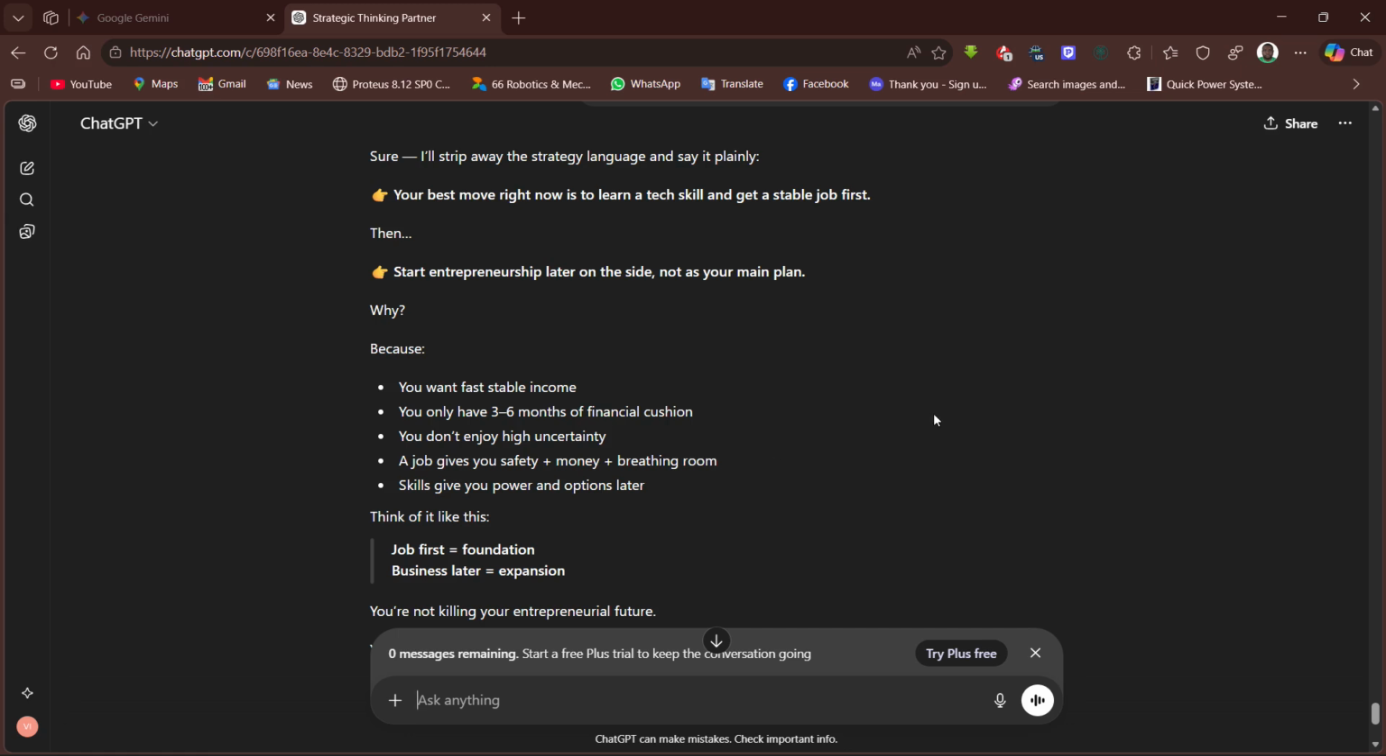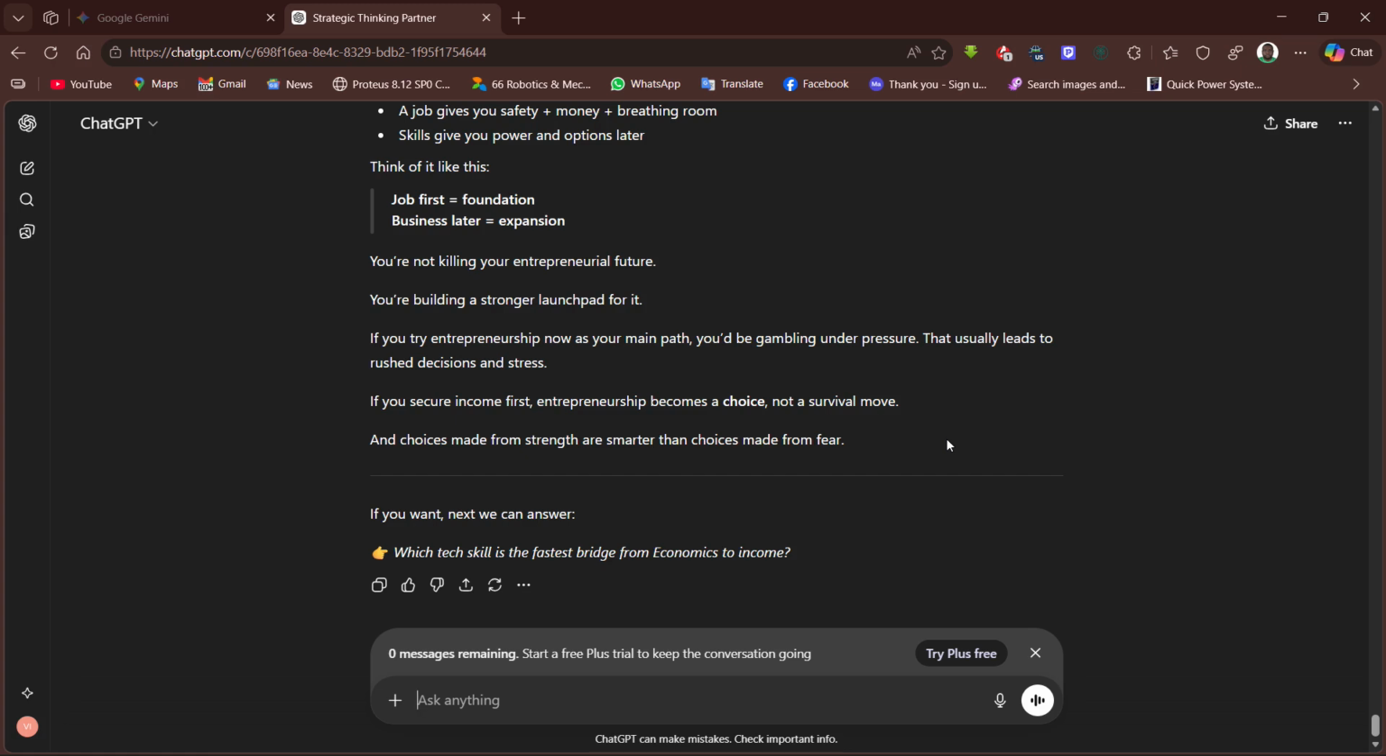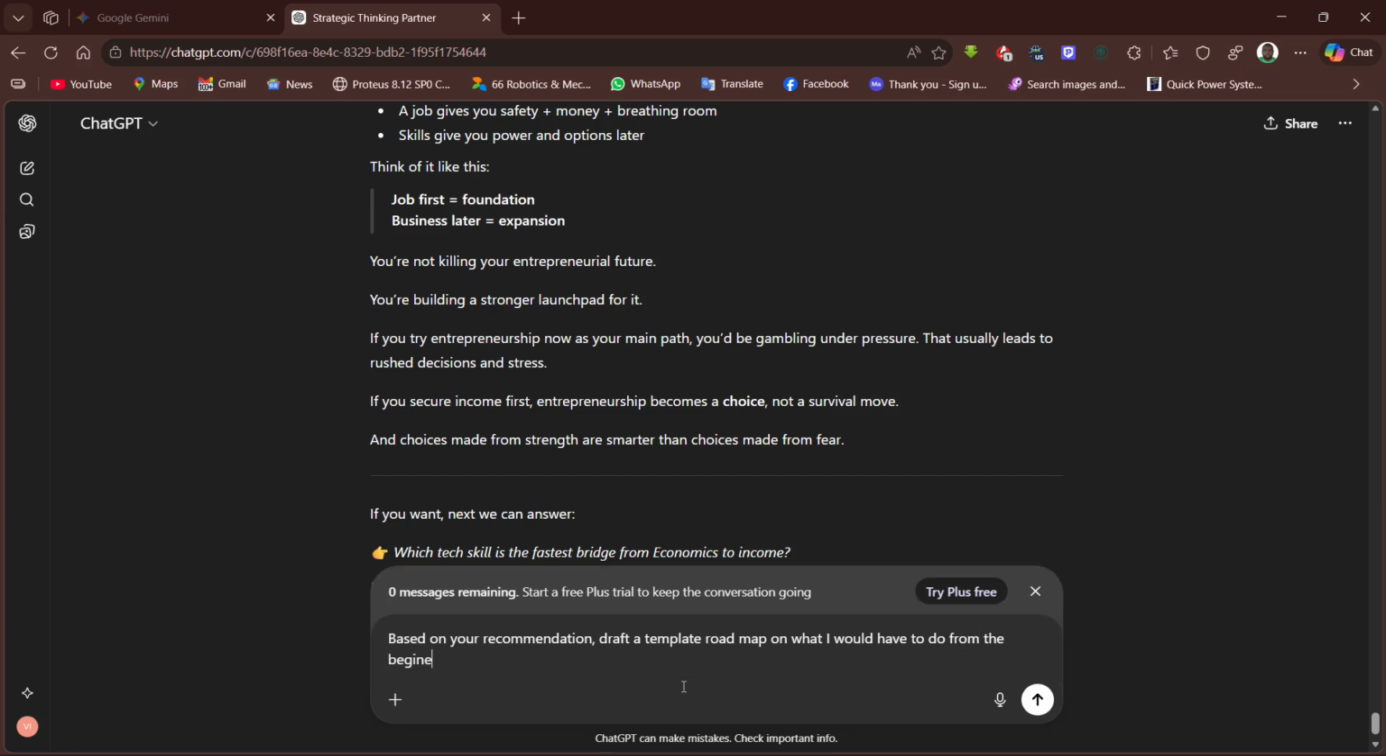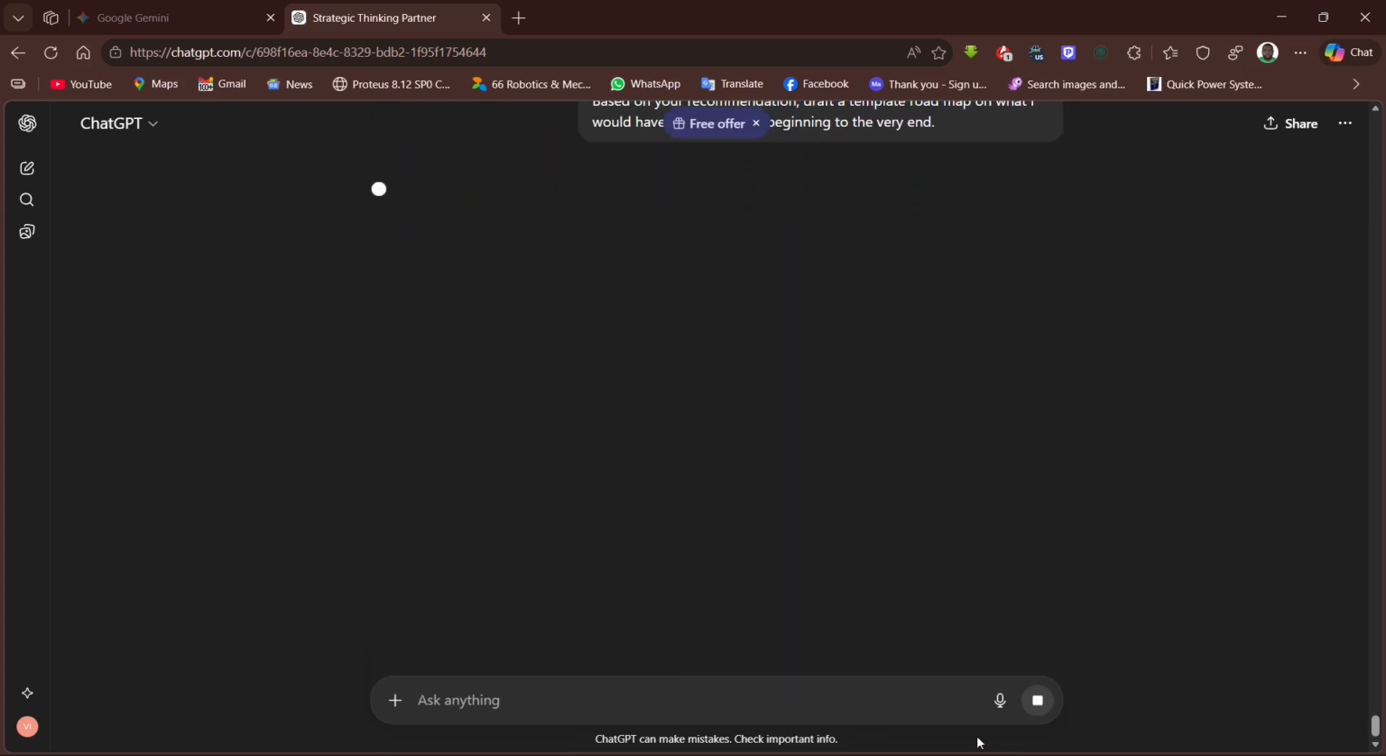So it just depends. Then from here, the user can ask the AI agent to build a roadmap for him, for this current decision, right? Let's do that and then see what we are going to get. Now, it said based on your recommendation, draft a template roadmap on what I would have to do from the beginning. Let's say from the beginning to the very end, right? And then let's see what we are going to get with that prompt.